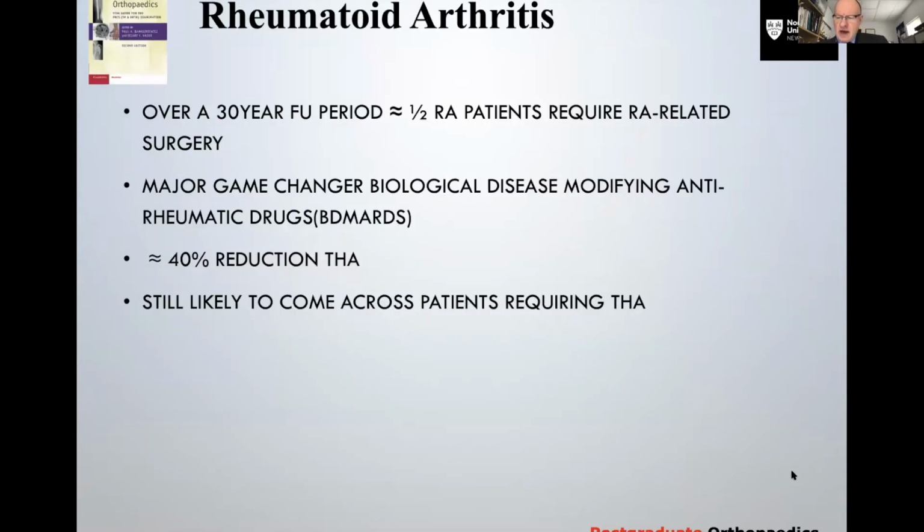Moving on to the general surgical aspects and orthopedics of rheumatoid arthritis. Over a 30-year follow-up period, around half of all rheumatoid patients require rheumatoid-related surgery. The major game changer has been the introduction of biological disease-modifying anti-rheumatic drugs in the last 10 years. Various studies have estimated that this has resulted in a 40% reduction in the need for total hip arthroplasty. So that's very significant. It's even more significant for total knee arthroplasty, where the studies suggest even greater reduction. However, you're still likely to come across patients requiring total hip arthroplasty for end-stage rheumatoid disease, and there's lots to discuss about the management of these patients.